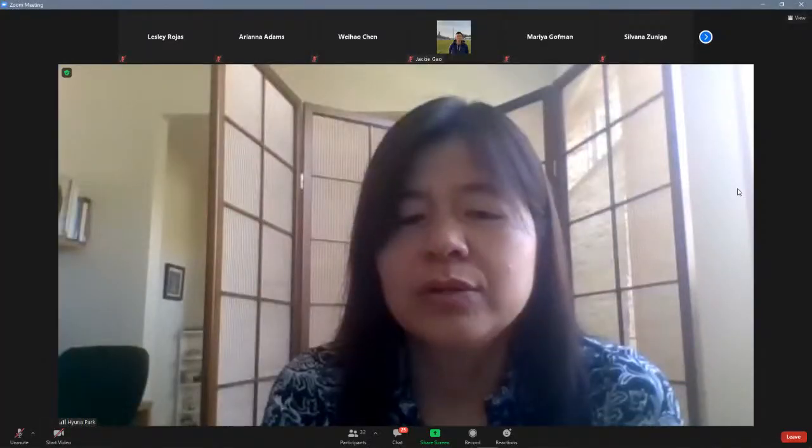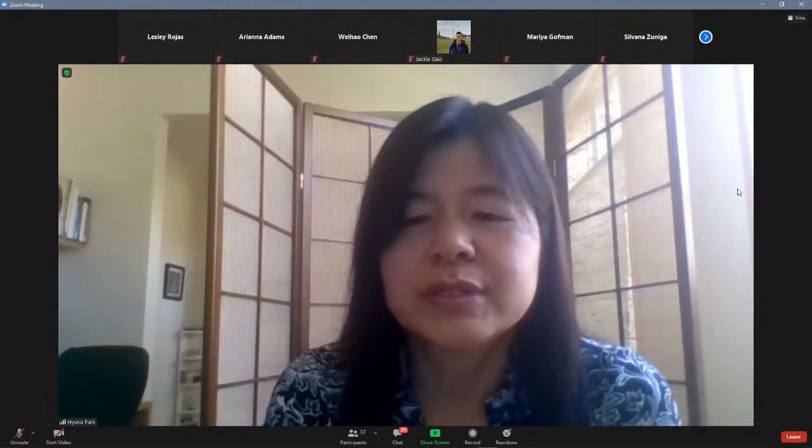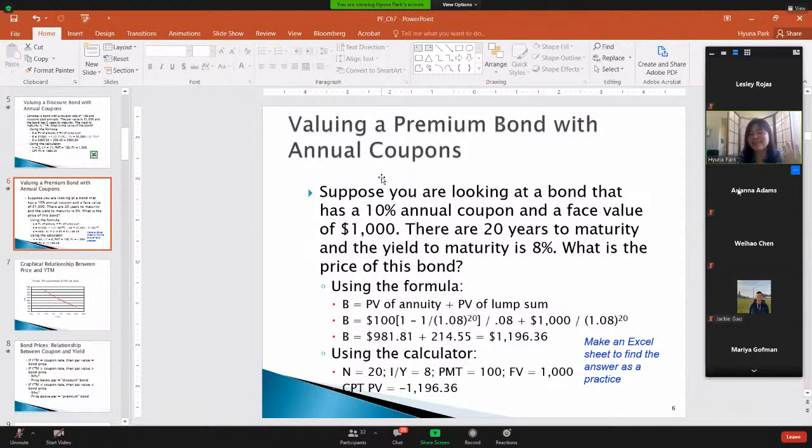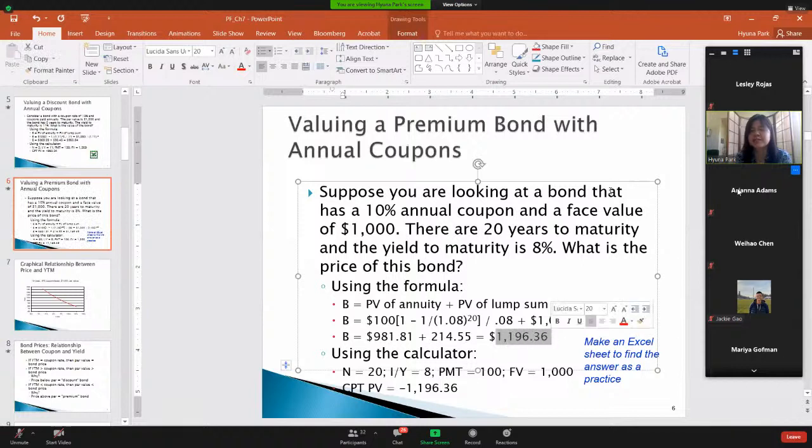So let's move forward. Let me share the PowerPoint slide. You should be familiar with this kind of calculation. The next slide shows a similar calculation with a premium bond. So 10% annual coupon, face value 1,000, 20 years until maturity. Yield to maturity is 8%. So the market rate is 8%, but this bond is paying a 10% coupon. So this is a premium bond. You should be able to do the calculation using either Excel, the formula, or a financial calculator. You should be able to find this price.